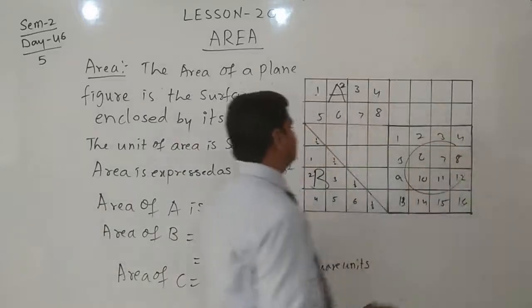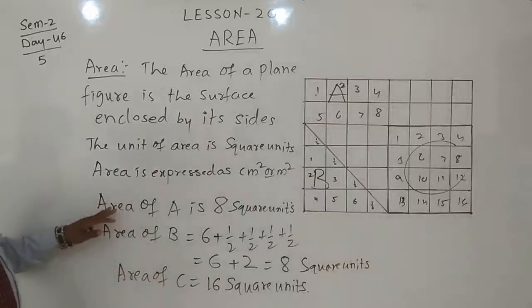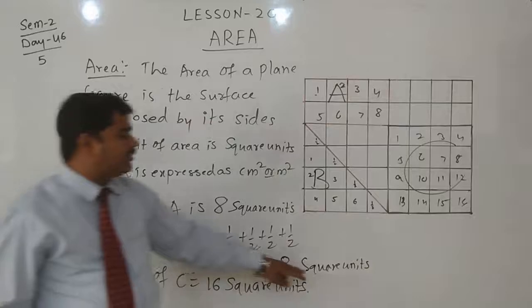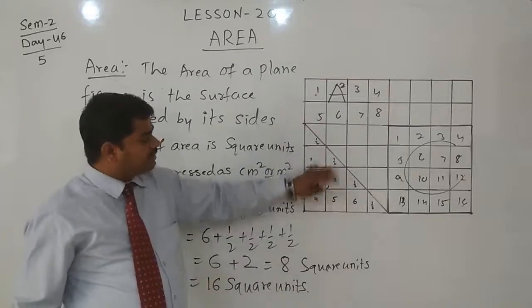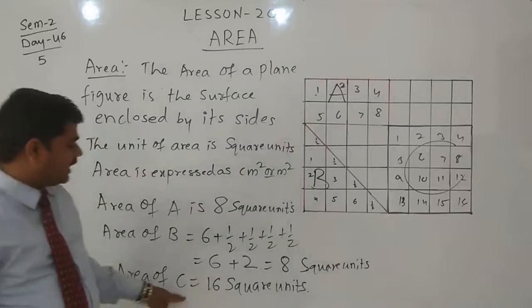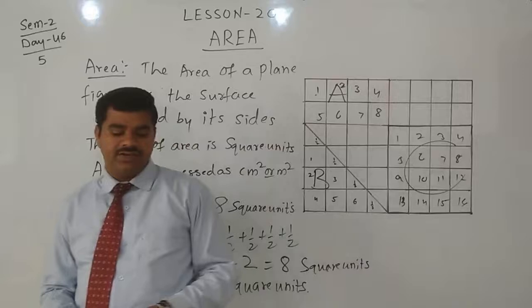Figure C it is. This is figure B. This is figure A. Now we can find the area of A is 8 square units. Area of B is also 8 square units. Why 8? Only 6 full, 4 half. And we can find area of C is 16 square units. Just write this down neatly in your notebook.